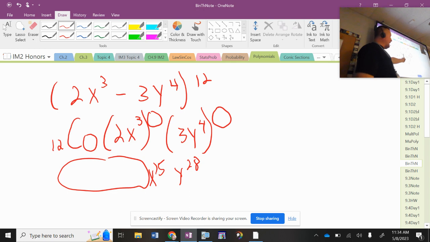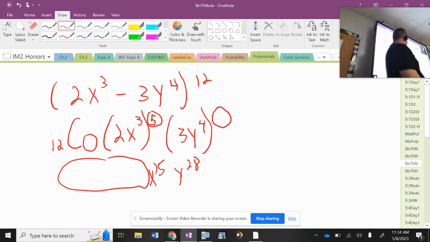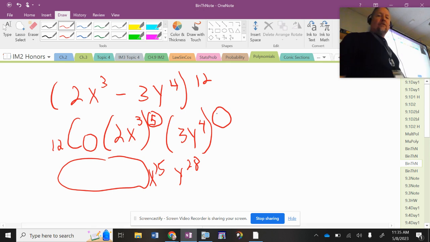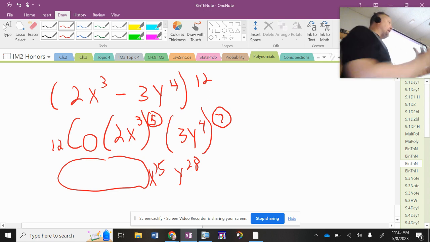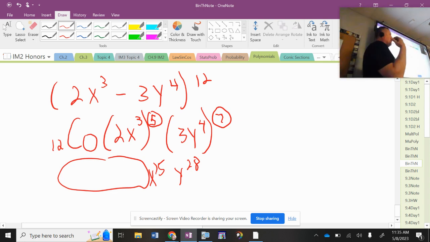What would this power have to be right here so that when I raise it to this power, I get x to the 15th? 3, 2, 1, go. 5. This is knowing exponent rules. That's all it is. Knowing that I'm supposed to multiply those. By the way, 12C whatever, 5 plus what equals 12, and then we can check it. What's the answer to that? 3, 2, 1, go. 7. And is y to the fourth raised to the seventh equal to y to the 28th?